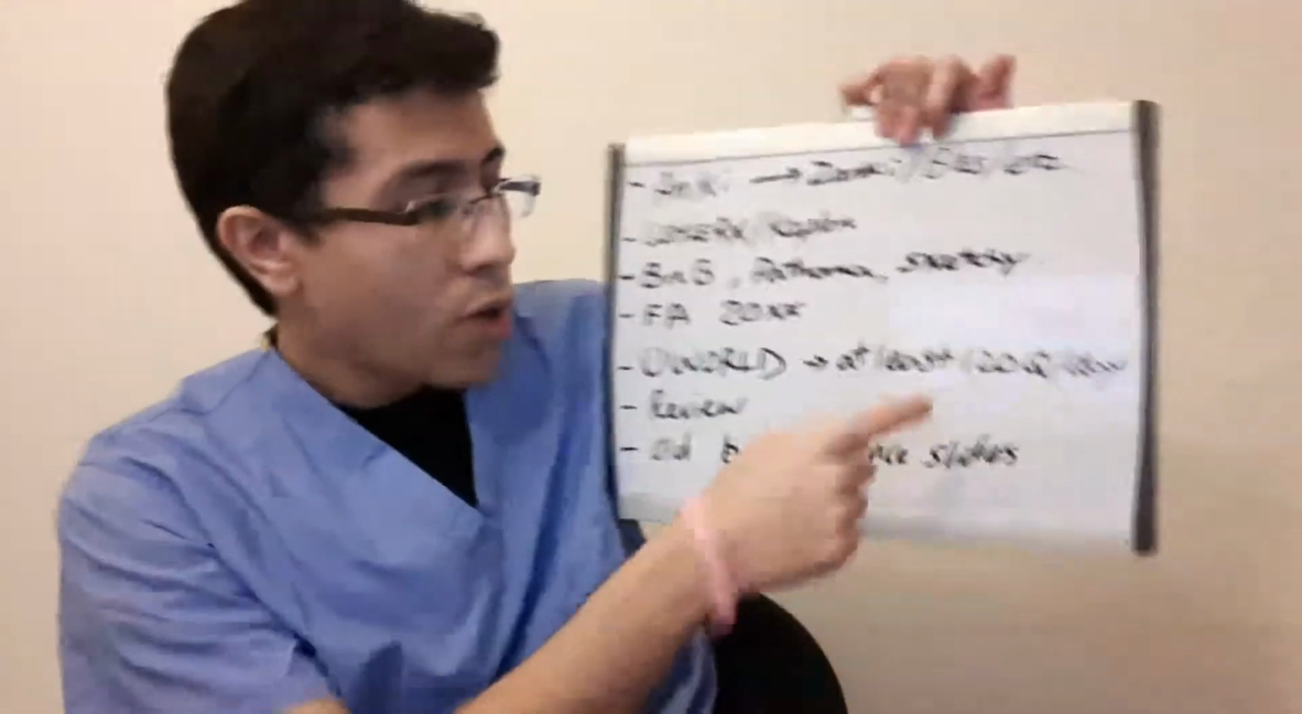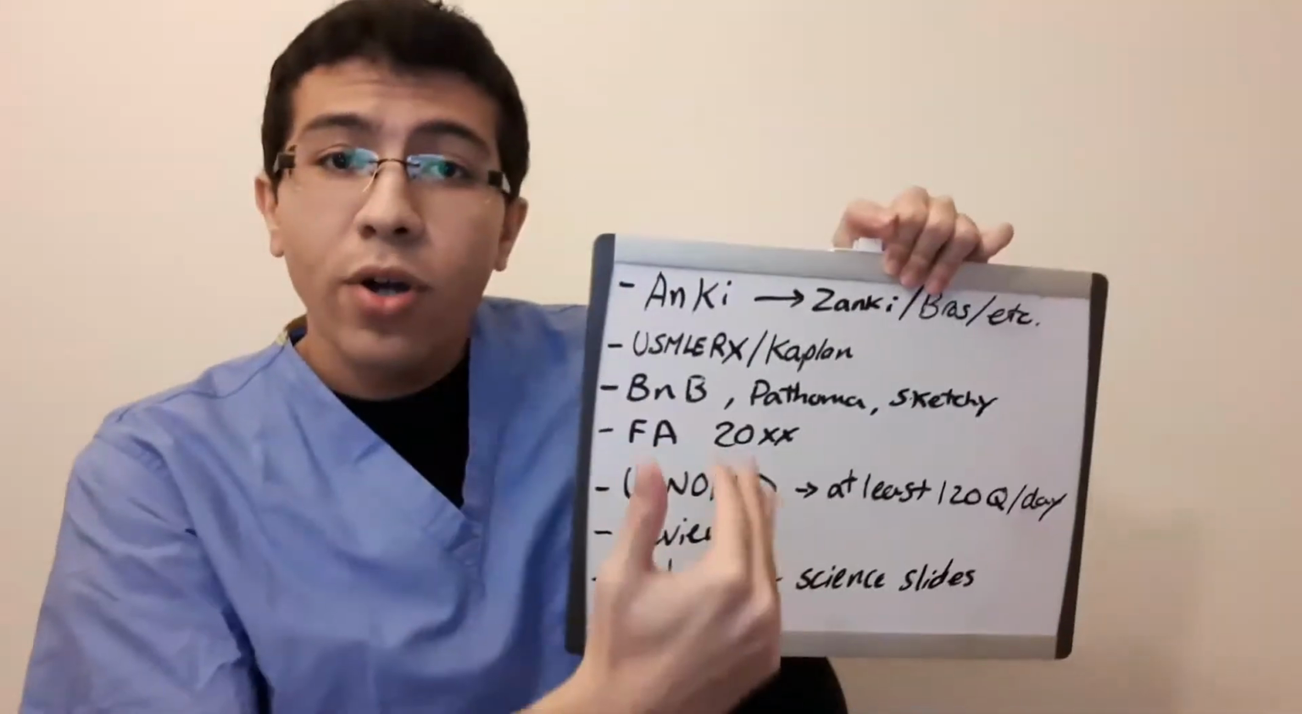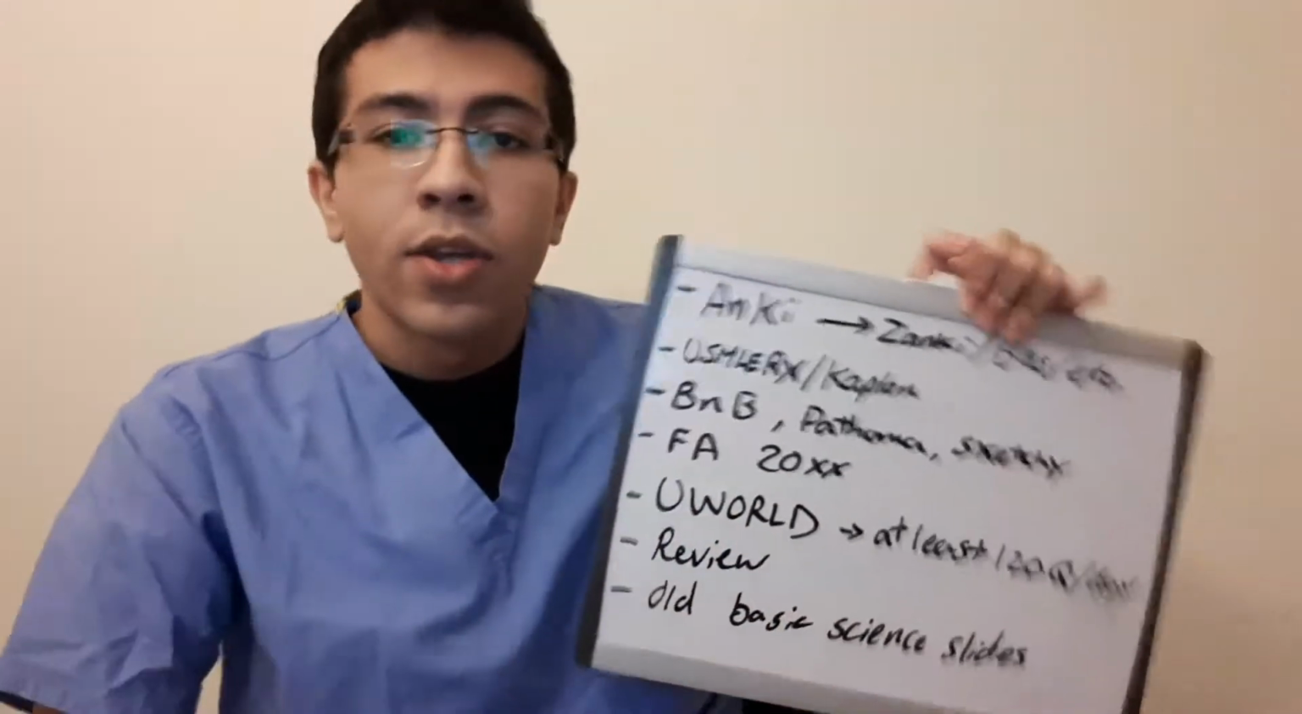So you should base your plan around how much time you have. Now, if you have a limited amount of time, you want to go through as many UWorld questions as possible. Now, my plan was to do 120 questions per day at the minimum. Now, when you start off, that's going to be really tough. You're going to have a lot of trouble.